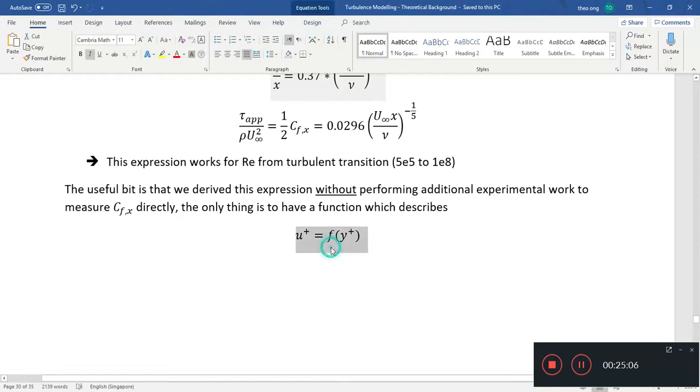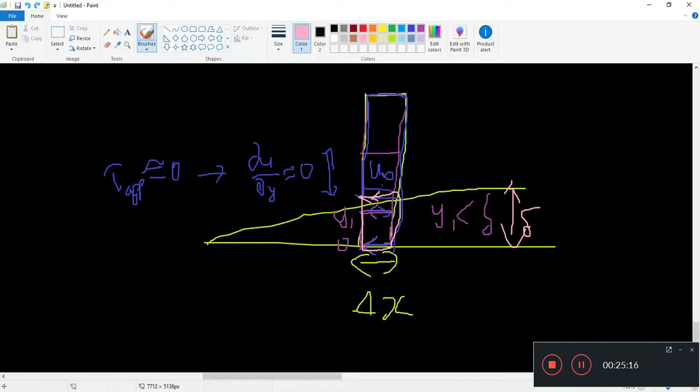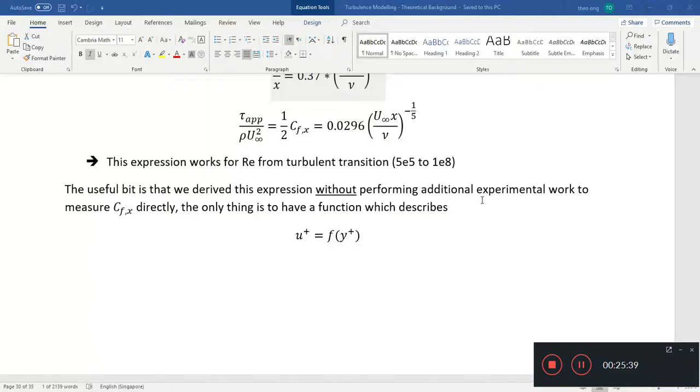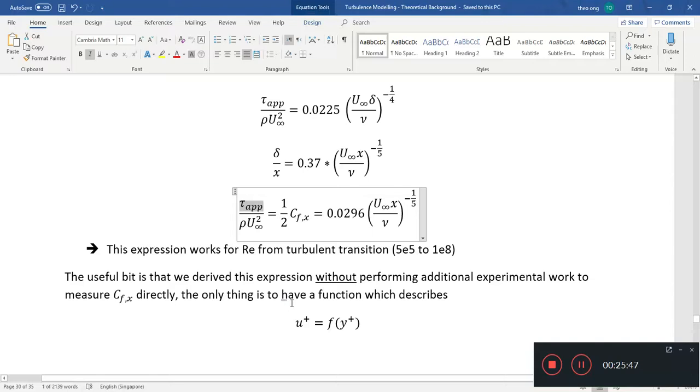So this is how you can derive a friction coefficient, or guess a friction coefficient, for any sort of thing. Let's say you have a sphere, for example. If we know u plus as some function of y plus, if you know that profile in the boundary layer, you can just do this same process, and that will help you to get the tau apparent there, and that will then help you to get your velocity profile just by having this data here and no other data. So that is one.